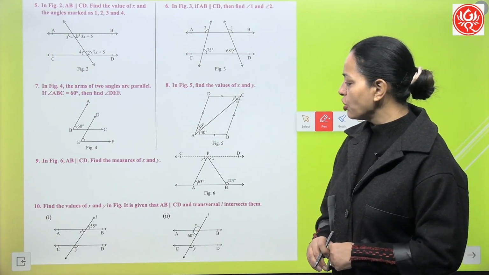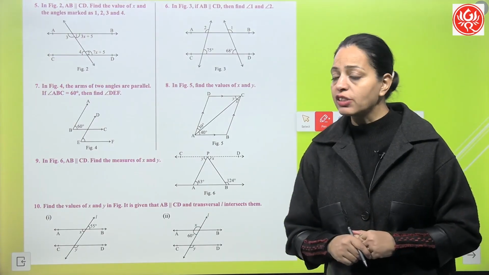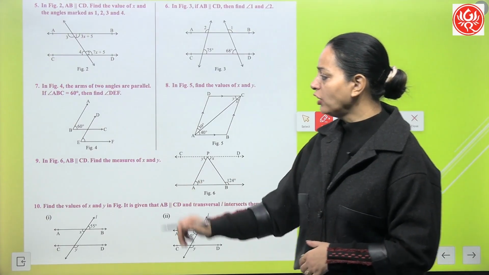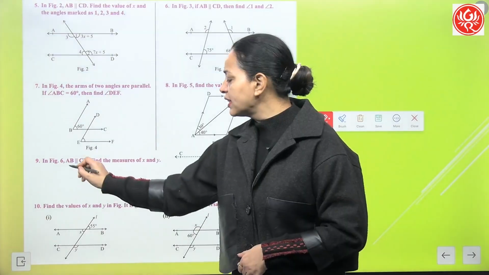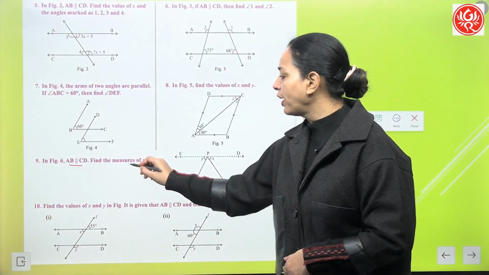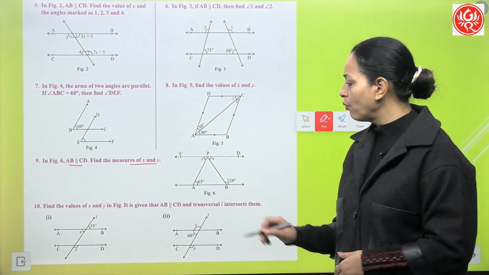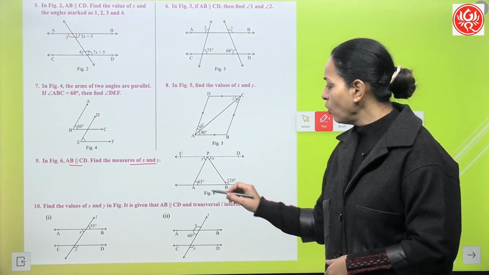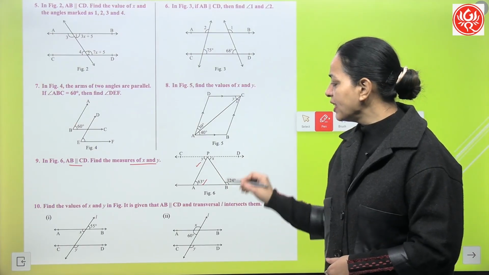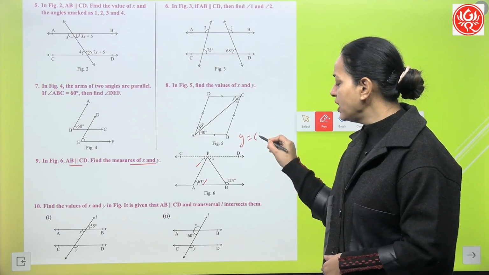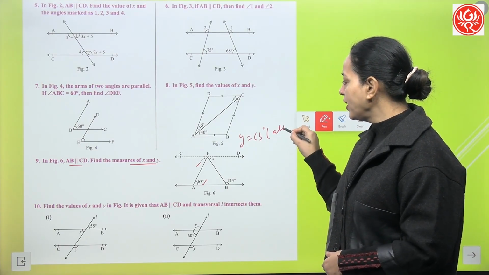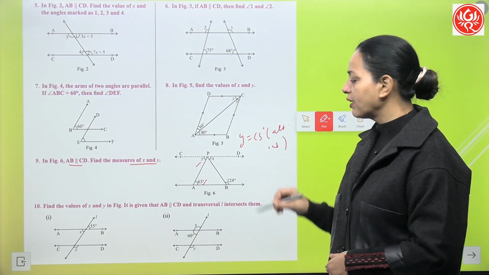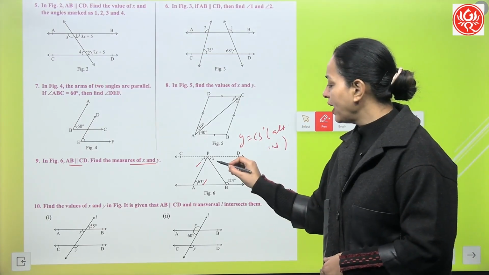Now see, which one shall I do for you? Now the next, which one shall I do for you? The ninth question. See, in this figure 6, AB is parallel to CD, find the measure of angles x and y. So here AB is parallel to CD, we can see over here y and 63 are equal because these are alternate interior angles. Okay.